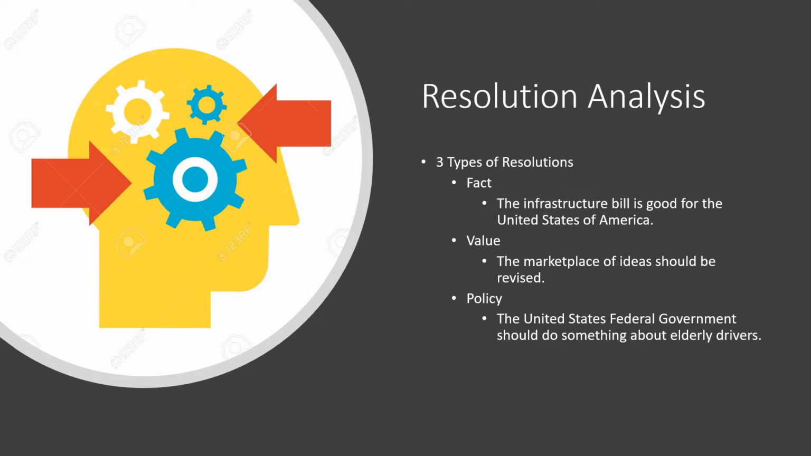Finally, a policy resolution combines the previous two that I mentioned. What a policy resolution has that distinguishes it from the other two is you see an actor and what they're doing. So an actor is a specific organization, a person or group, and what they're doing implies some policy change. So an example of this would be the United States federal government should do something about elderly drivers.